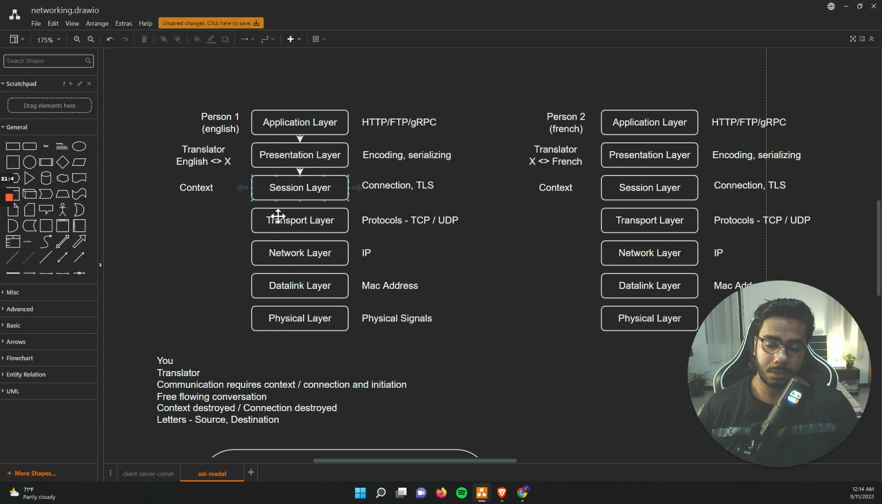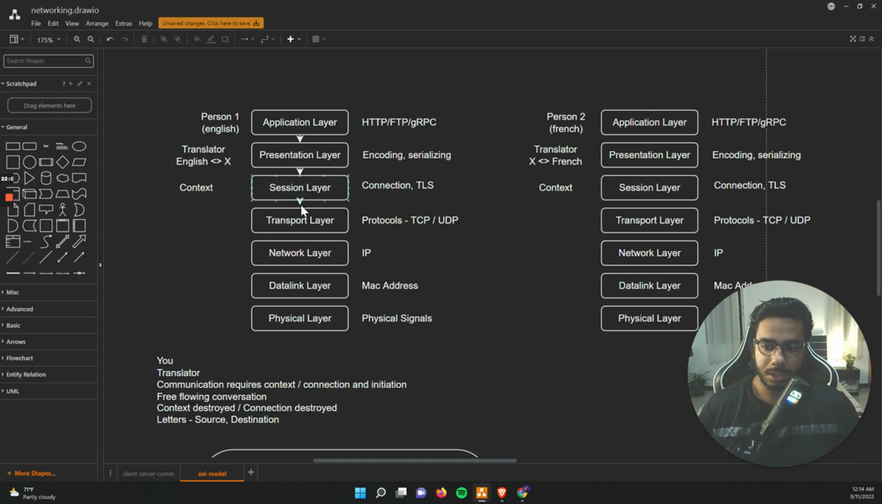The session layer is responsible for establishing or maintaining the connection between these two. We would go through that later on, like when we discuss TCP. There is something called TCP handshake and everything. That's for later. Basically, assume that the initiation is done. Now the conversation is going on, so this is somewhat responsible for maintaining the context of the conversation.